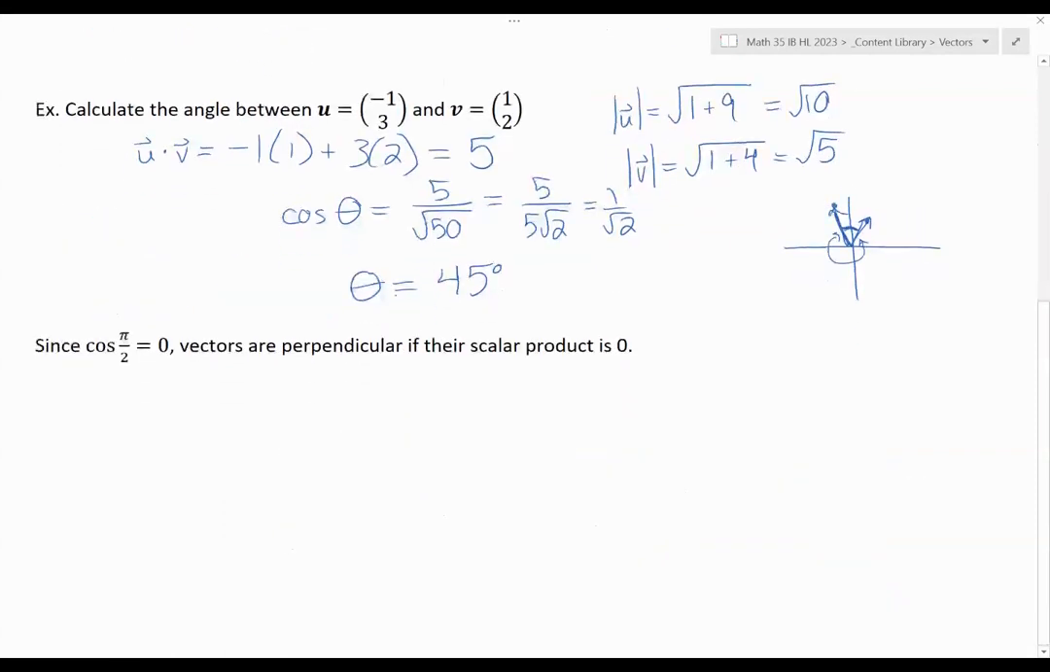And since the cosine of a right angle is 0, that means that the vectors will be perpendicular if the dot product is 0. The product of their magnitudes can't be 0 if neither of them is 0, but if the dot product is 0, then the vectors will be perpendicular. So that is a way of determining whether vectors are perpendicular or not: determine if their dot product is 0.